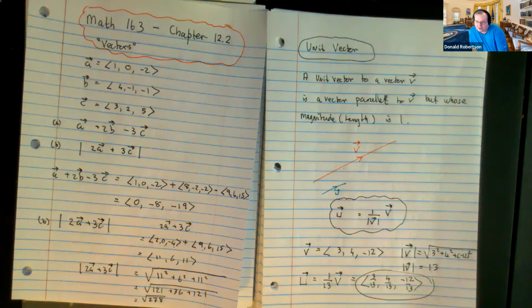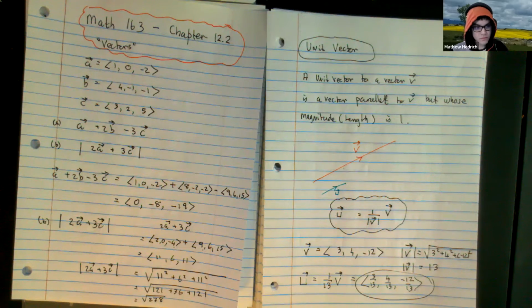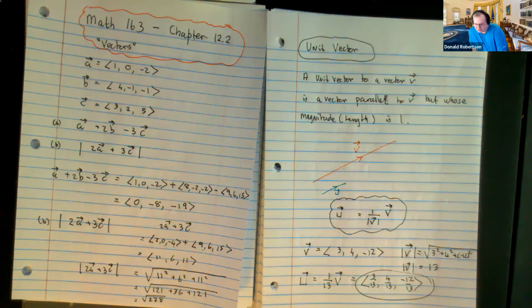There's only one vector in the universe for which it's impossible to get a unit vector: the 0 vector. The 0 vector is weird in lots of ways, and that's just one of its many ways.